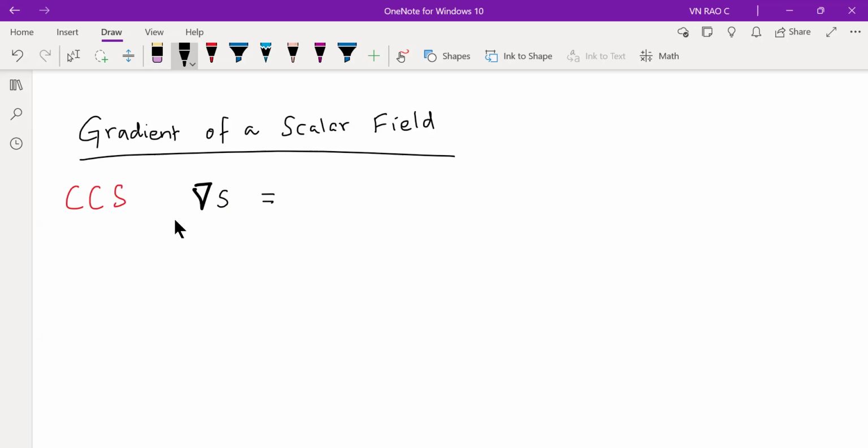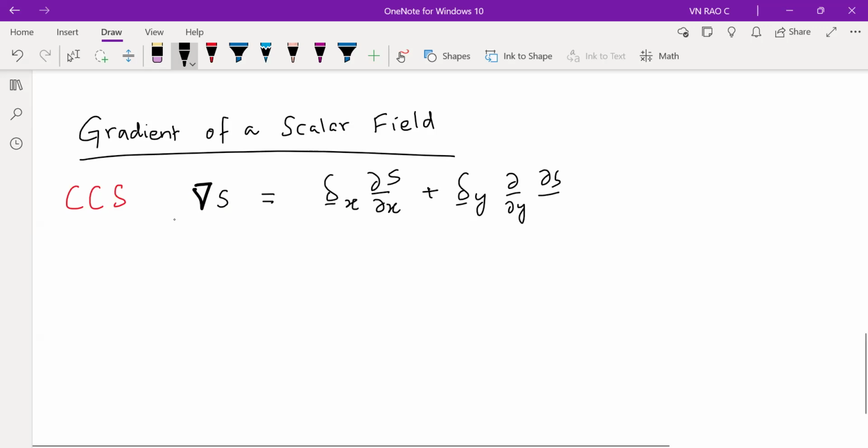So for this, by definition, what is del? Delta x times dou by dou x, plus delta y dou by dou y, that means simply dou s by dou y, plus delta z dou s by dou z. So this is the gradient of a scalar field in Cartesian coordinate systems.